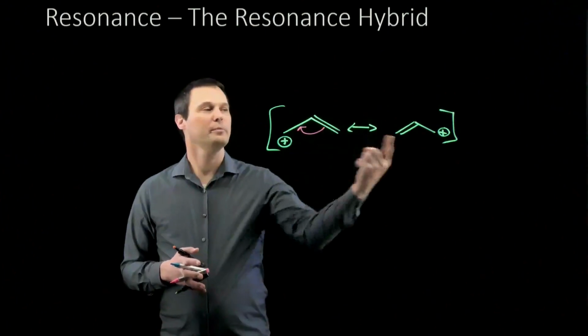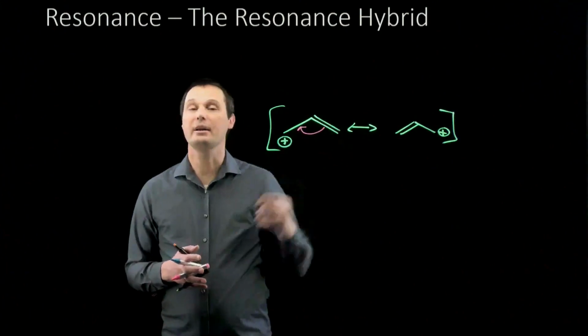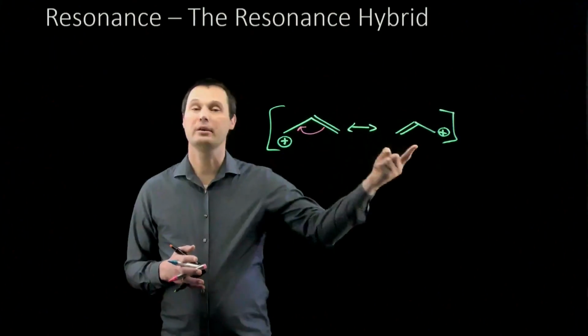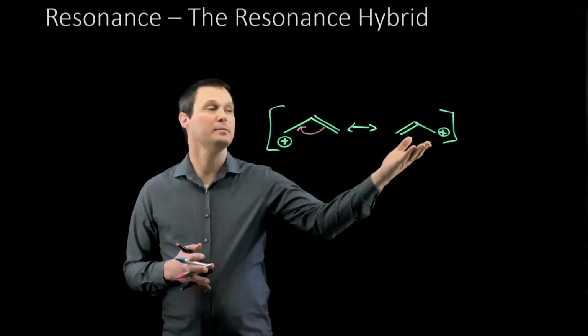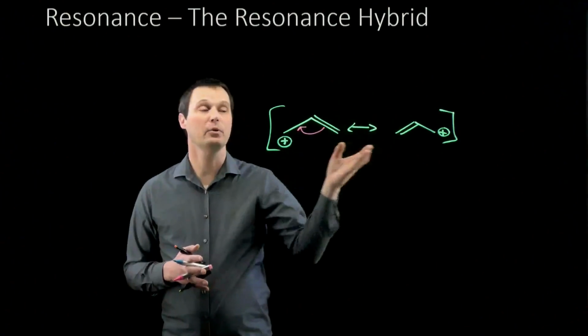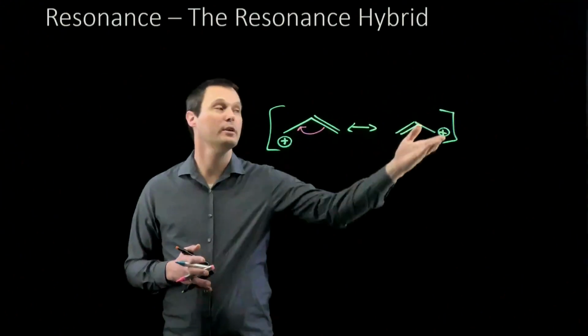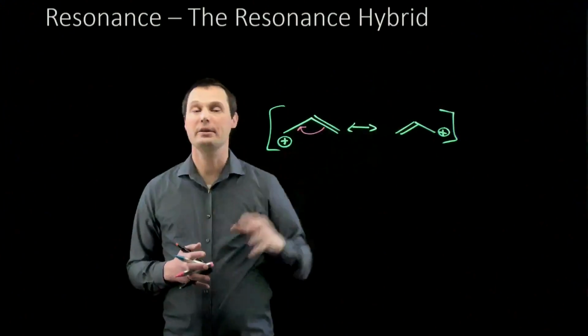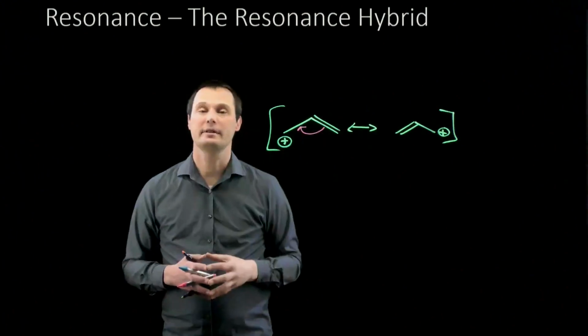The resonance arrow here means that these are resonance contributors. This is not an equilibrium arrow. These 2 molecules are not in equilibrium with each other. It's not sometimes this one, sometimes this one. It is not oscillating back and forth. The positive charge is not sometimes on carbon 1, sometimes on carbon 3. These are not unique structures. Neither of these structures actually exists.